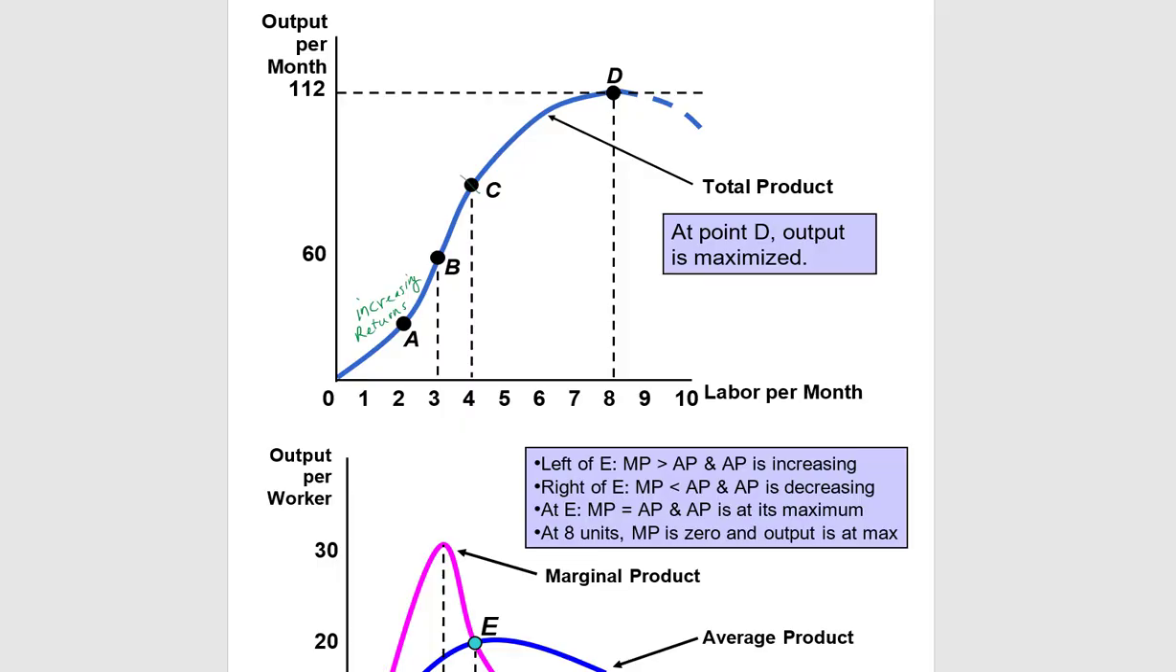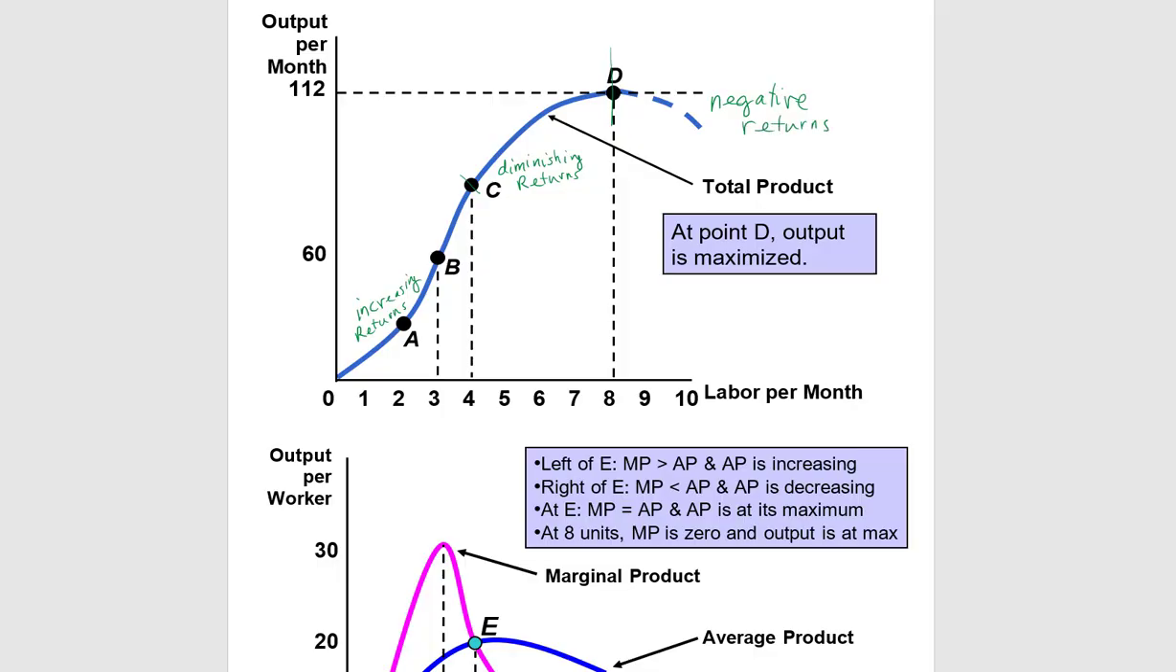But notice at point C, that slope begins to flatten. So once we reach point C, we're experiencing diminishing returns. The slope of that curve gets flatter. And actually, once we pass D, we have negative returns. So no firm would want to be over in this range.